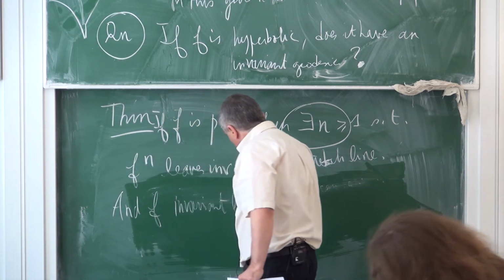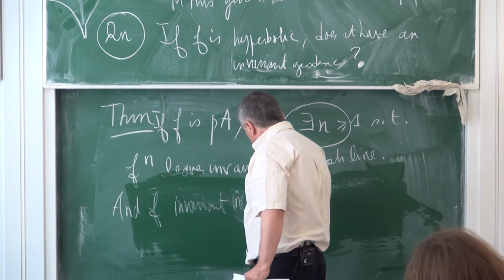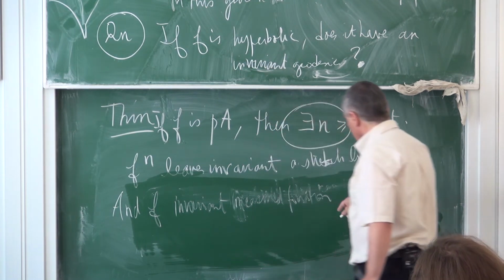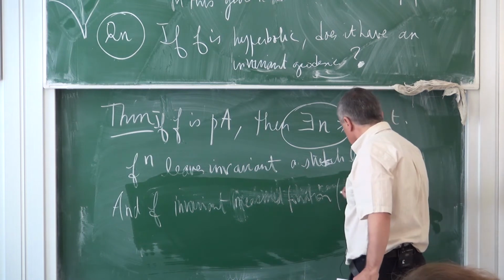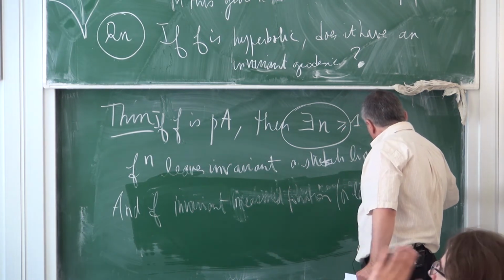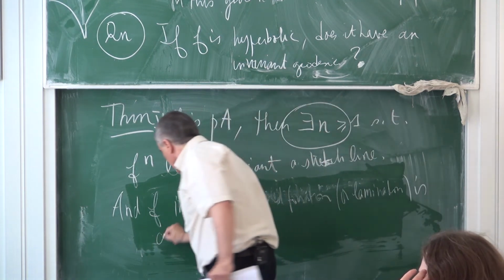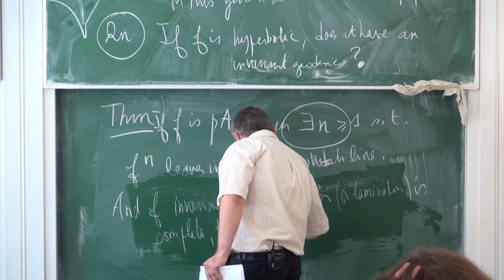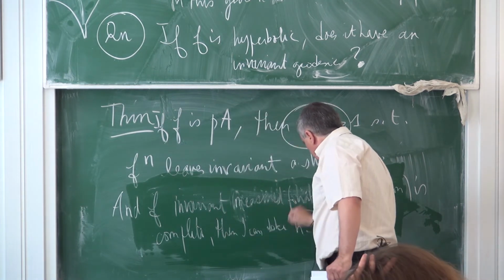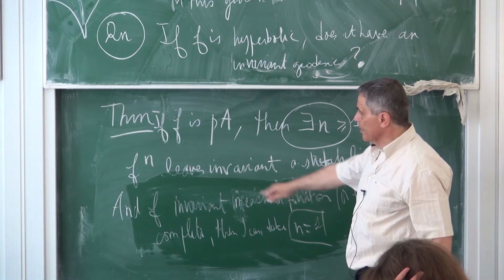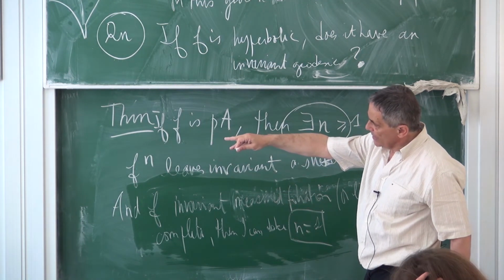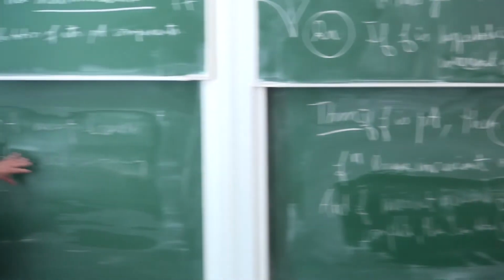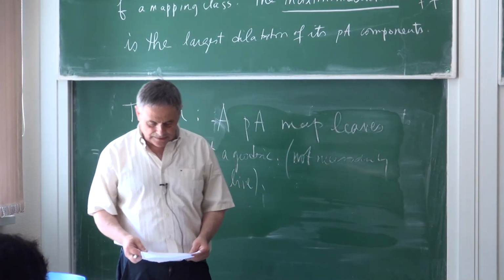invariant lamination, invariant foliation, invariant measured foliation, either the stable or the unstable, the property is equivalent for the two. If the measured foliation or lamination is complete, then I can take n equals 1. So here, under a special hypothesis, I have this theorem where a pseudo-Anosov leaves invariant, in fact, I can replace a geodesic by a stretch line, a geodesic which is a stretch line.